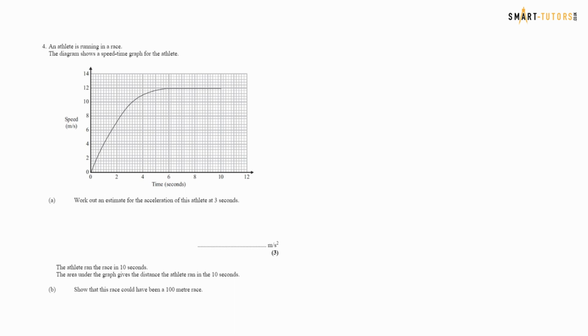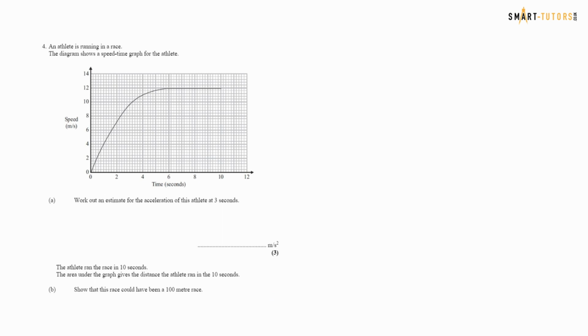Question number 4. An athlete is running in a race. The diagram shows the speed-time graph for the athlete. Work out an estimate for the acceleration of the athlete at 3 seconds. So same question as what we did before.